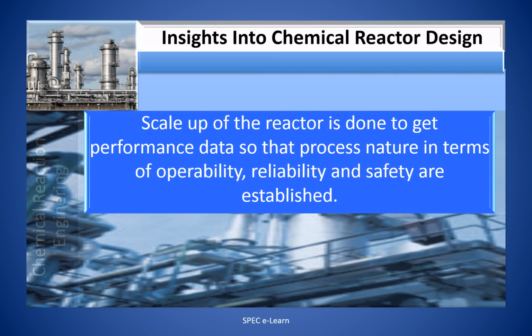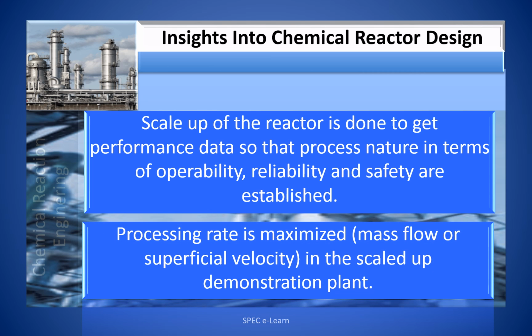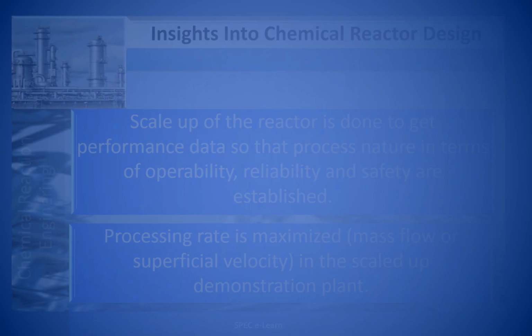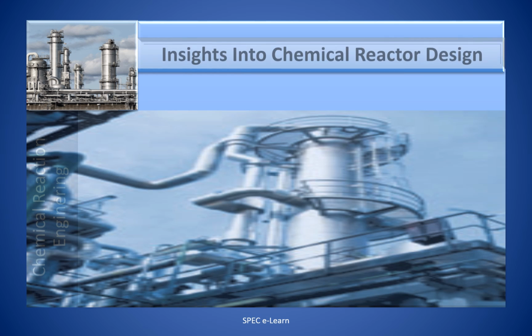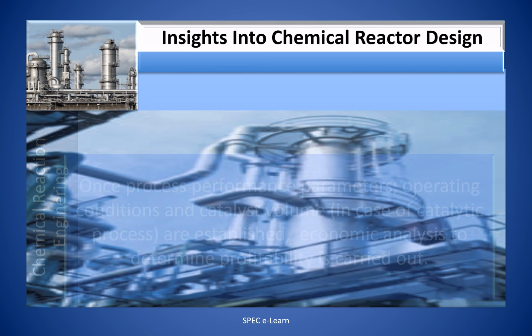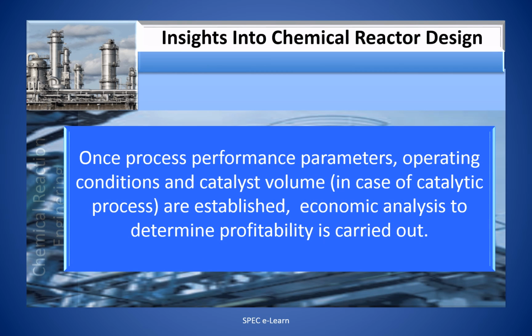Scale up of the reactor is done to get performance data so that process nature in terms of operability, reliability and safety are established. Processing rate is maximized. There is mass flow and superficial velocity in the scaled up demonstration plant. Once the process performance parameters, operating conditions and catalyst volume are established, economic analysis to determine the profitability is carried out.